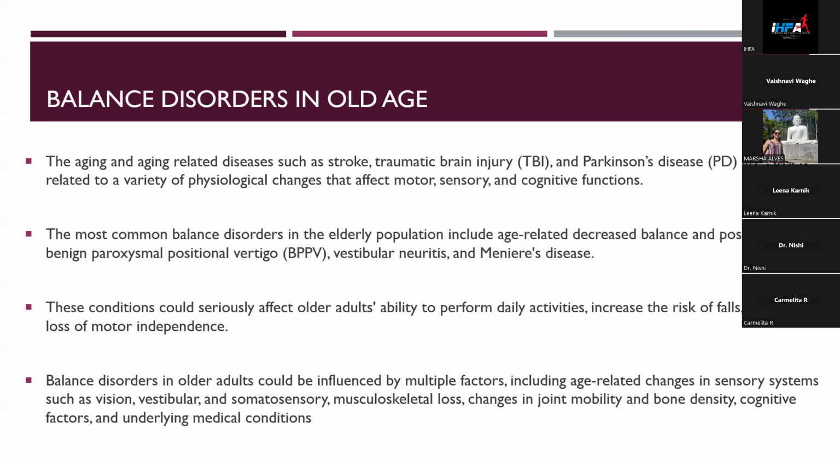So as a physiotherapist and occupational therapist, we need to come to know which is the exact reason why the balance was lost. Aging and aging related diseases such as stroke, traumatic brain injury, Parkinson's are very closely related to physiological changes like motor, sensory, and cognitive function. The most common cause of balance loss in the elderly population is age related, because of decreased muscle mass and bone mass. Second is postural instability. Third is BPPV, benign paroxysmal positional vertigo. Then is vestibular neuritis or Meniere's disease.